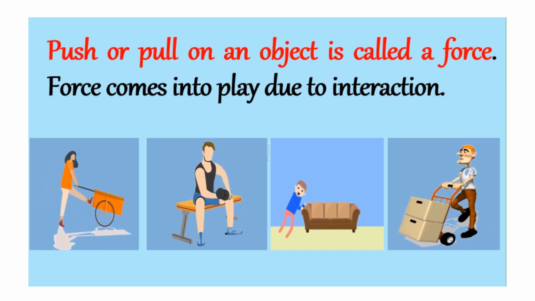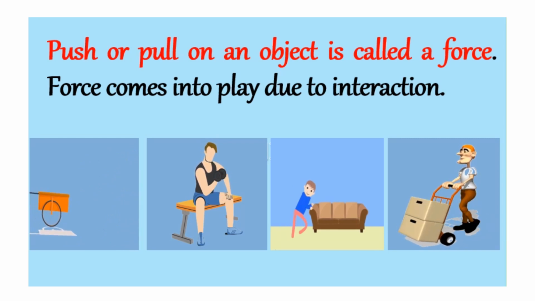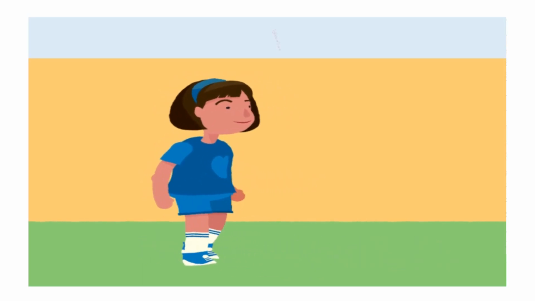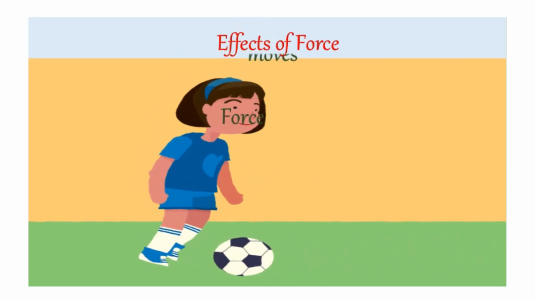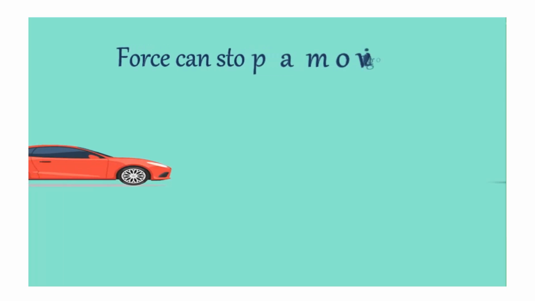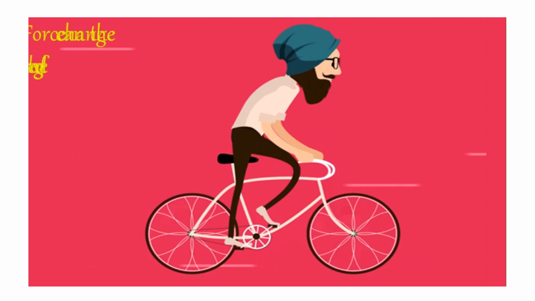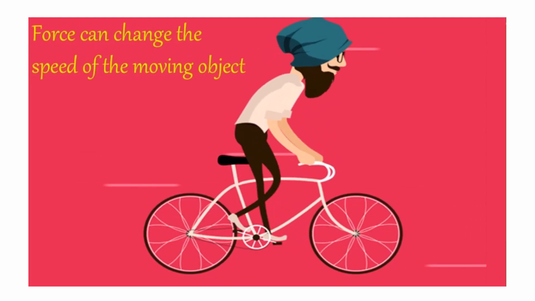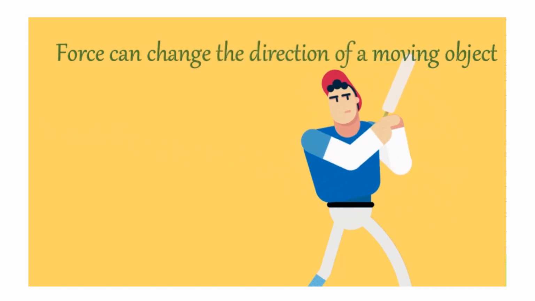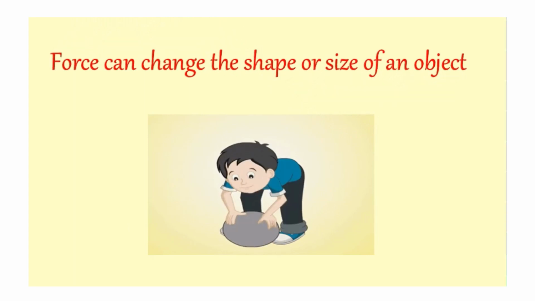Force comes into play due to interaction. When there is an interaction of an object with another, it results in force. Force can have different effects on an object. Force moves an object at rest. Force can stop a moving object. Force can change the speed of the moving object. Force can change the direction of a moving object. Force can change the shape or size of an object.